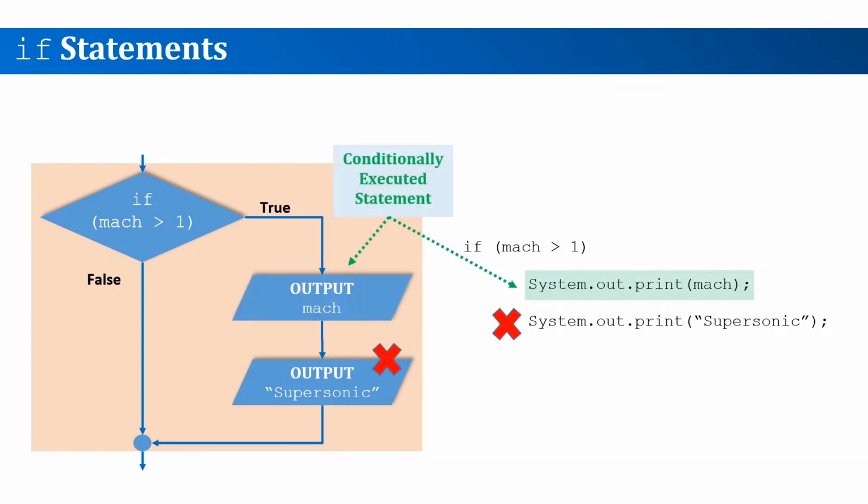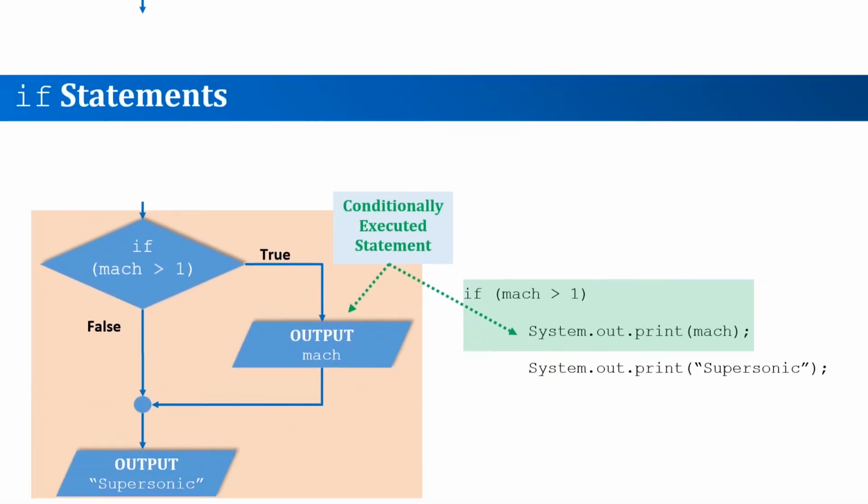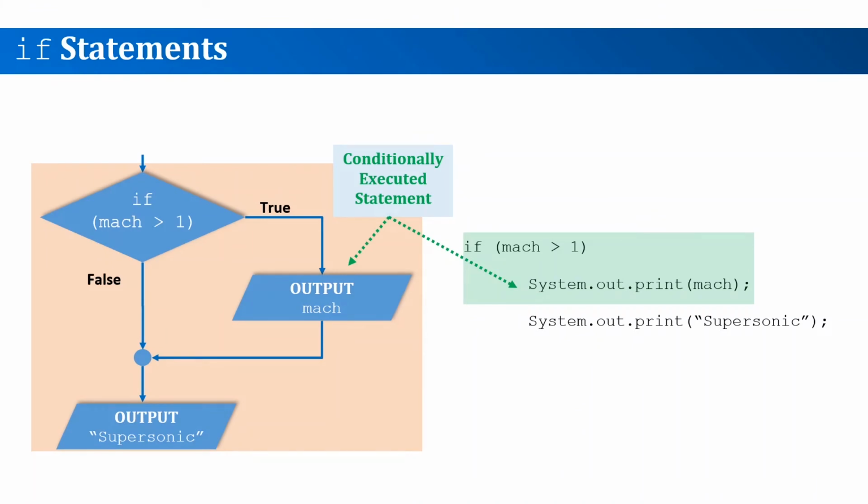This is because when you write the statements like that, Java will treat only the first statement as the conditionally executed part of the if statement. So this would be the correct flowchart that represents the code we have. Notice that the output supersonic is not part of the if statement.